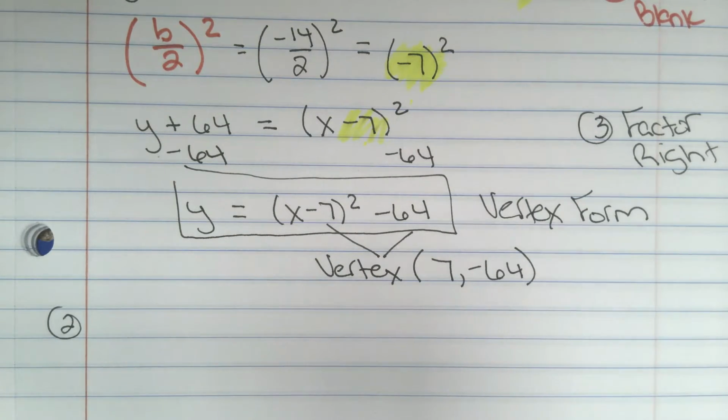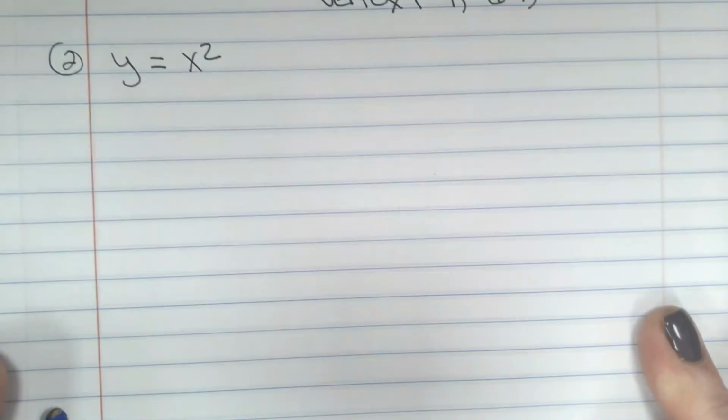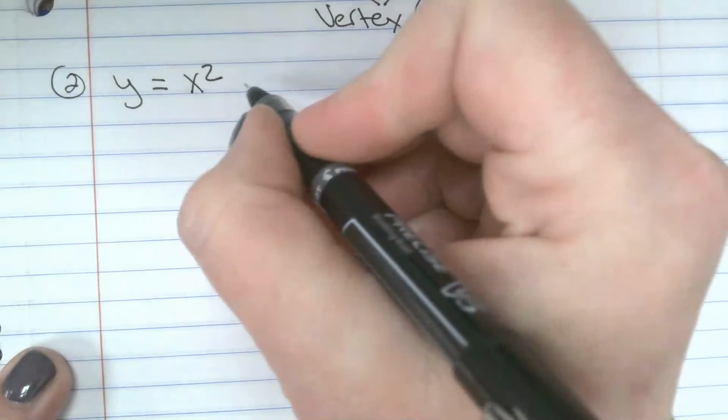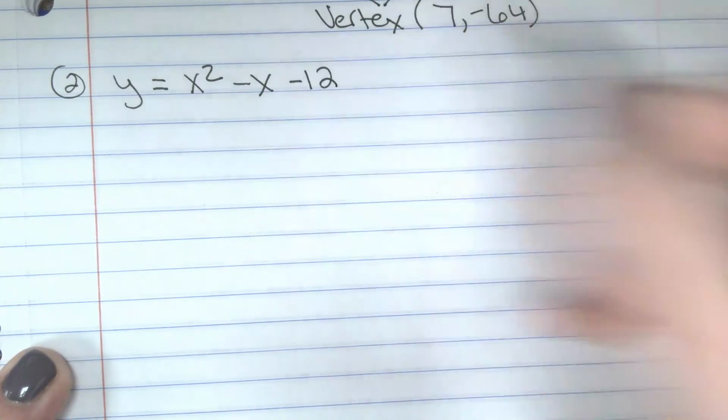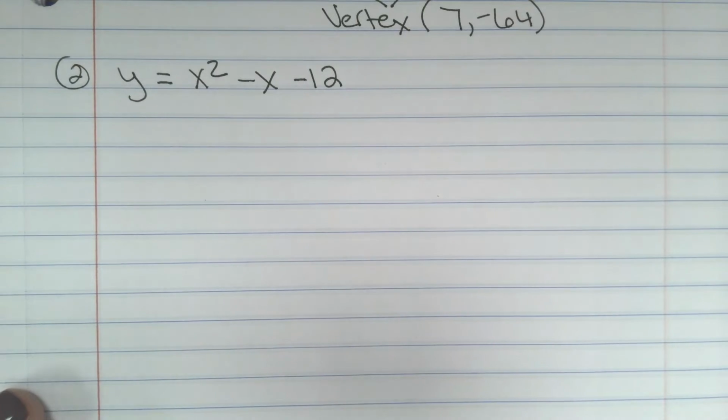Let's do one more. Nope. This one. Y equals x squared minus x minus 12. I'm going to put this in vertex form.